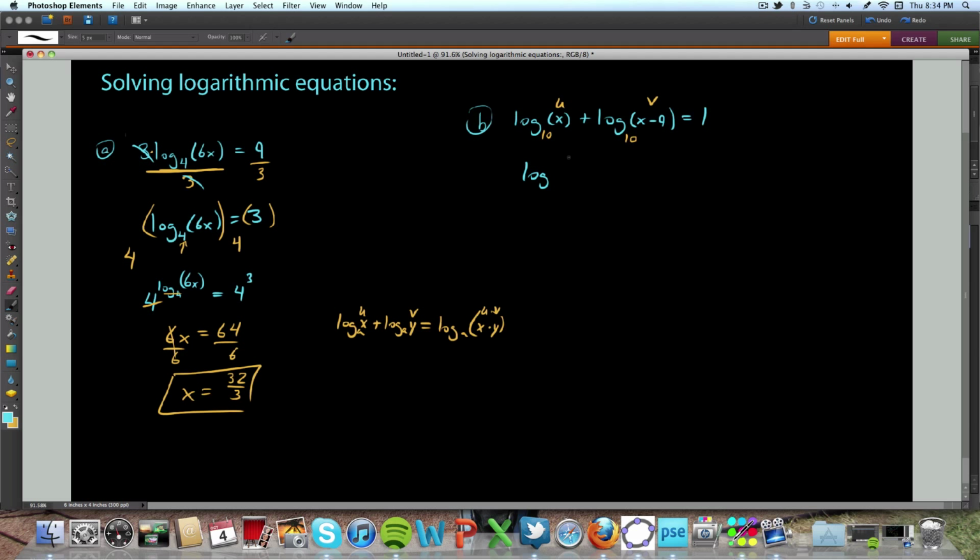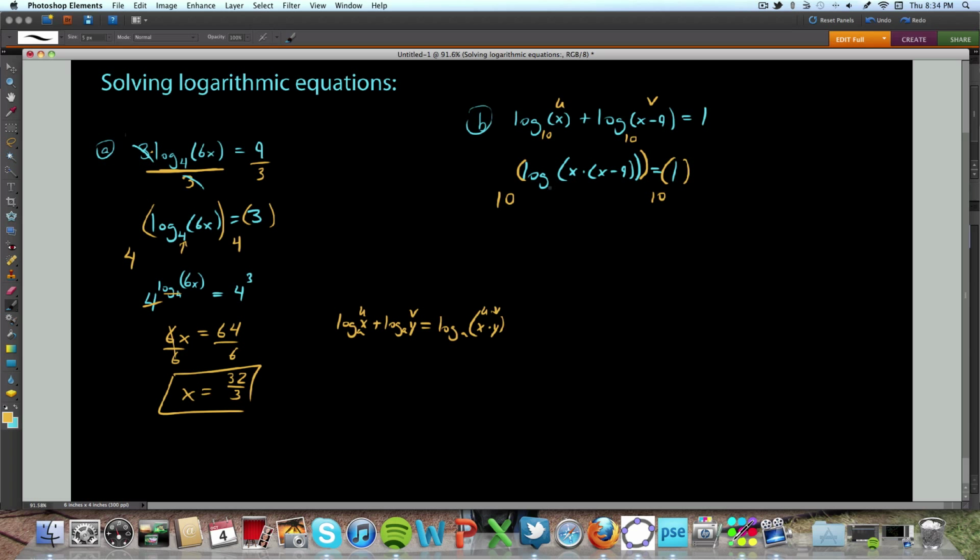So we say log of just the product of x times x minus 9, and this is equal to 1. The convenient thing about this is now we've got the logarithmic expression isolated, so we can now exponentiate both sides. In this case, we're going to exponentiate with base 10 because that is the base of our log.